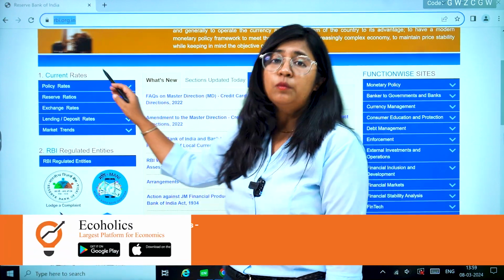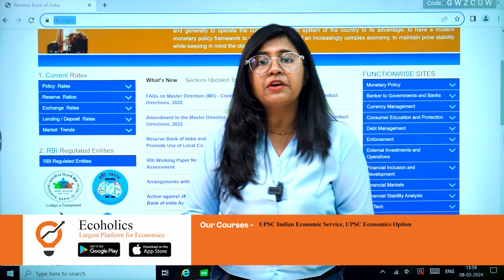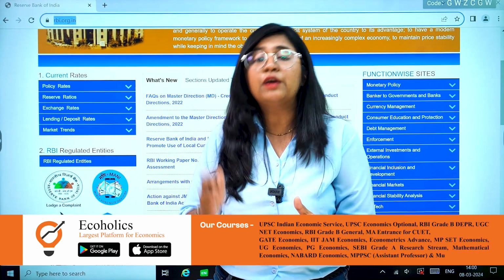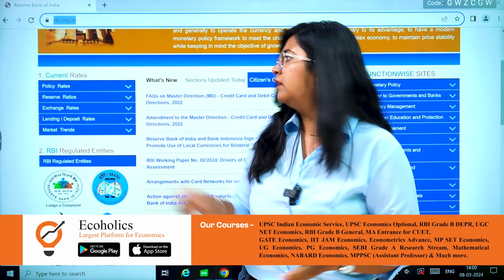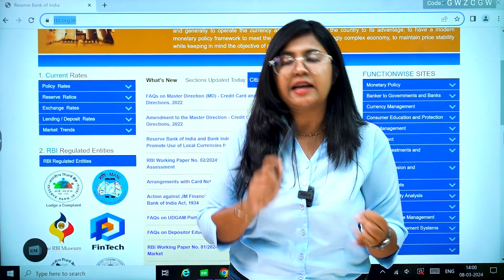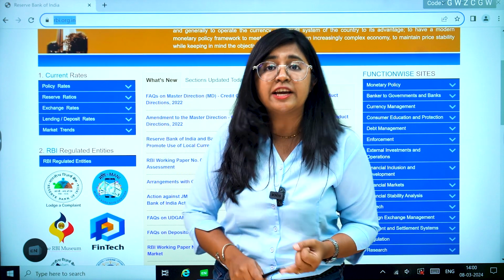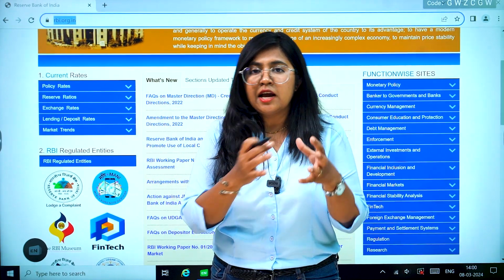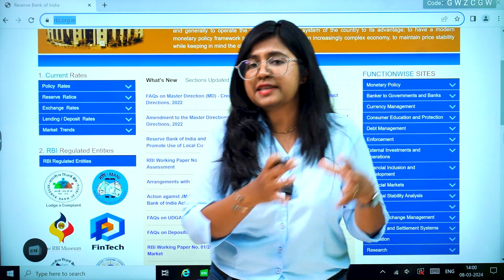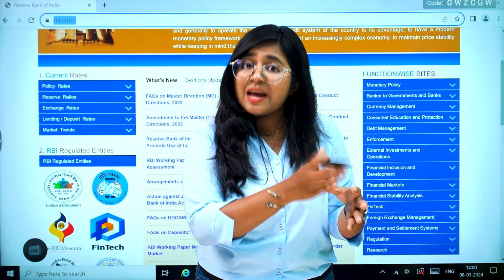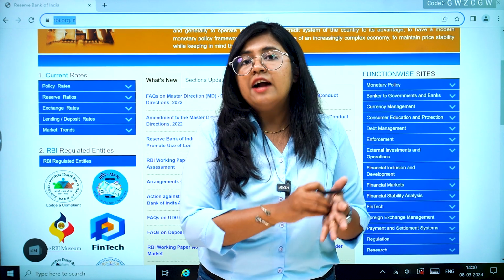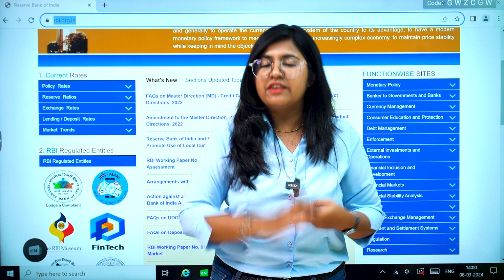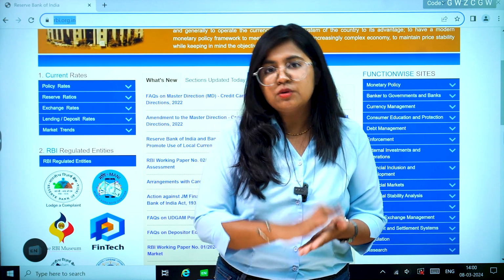The very first thing over here is current rates. Current rates are very important for you all to understand and regularly visit. Reason being, the current rates entails policy rates, reserve ratios, exchange rates, lending and deposit rates, and many other things. Now, these are the sections which can appear in your MCQ examination, and so you need to be well aware about the current rates, current ratios, reserve ratios, etc.